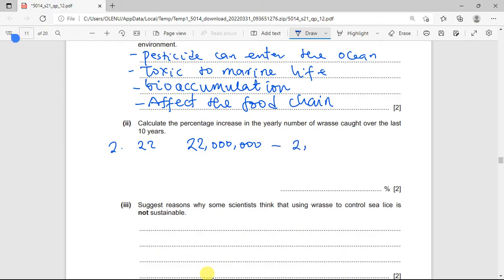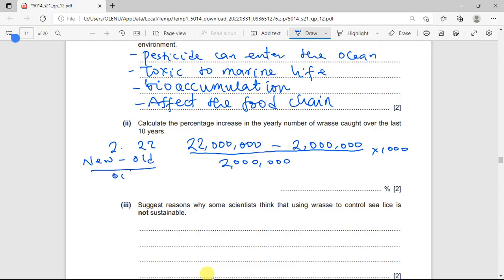Minus 2 million, divide by 2 million, times 100. So remember, it is new minus old over old times 100. So the new catch is 22 million. The old catch was 2 million. So that's how you get the answer.